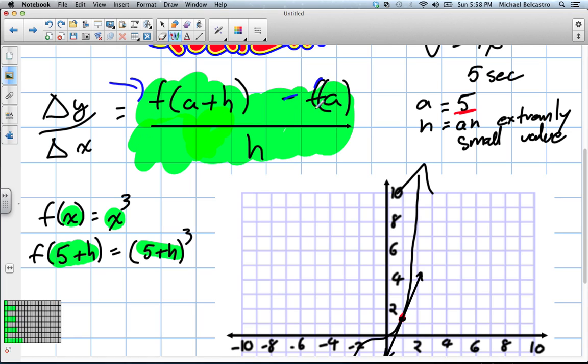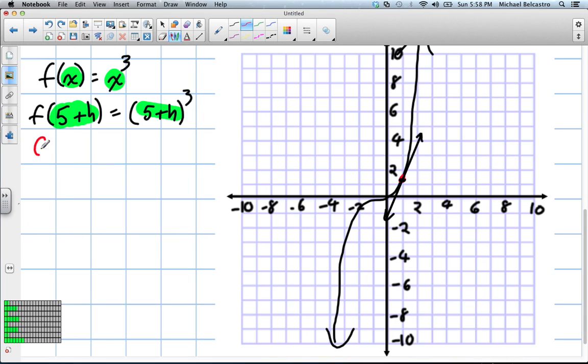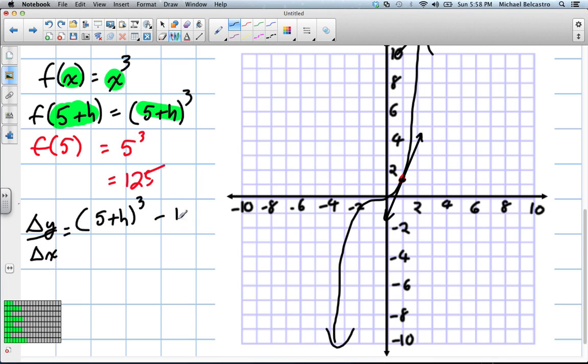And then our other one is f at, well, the value of a. A we know is 5 in this one. So in this case, the other function we look for is f at 5. Well, that's just simply 5 cubed. Well, that's 125. So that was easy to find. Okay? So I can start to plug it into my equation. Our difference quotient, the change in y over the change in x, is equal to our value of 5 plus h cubed minus 125 divided by h.